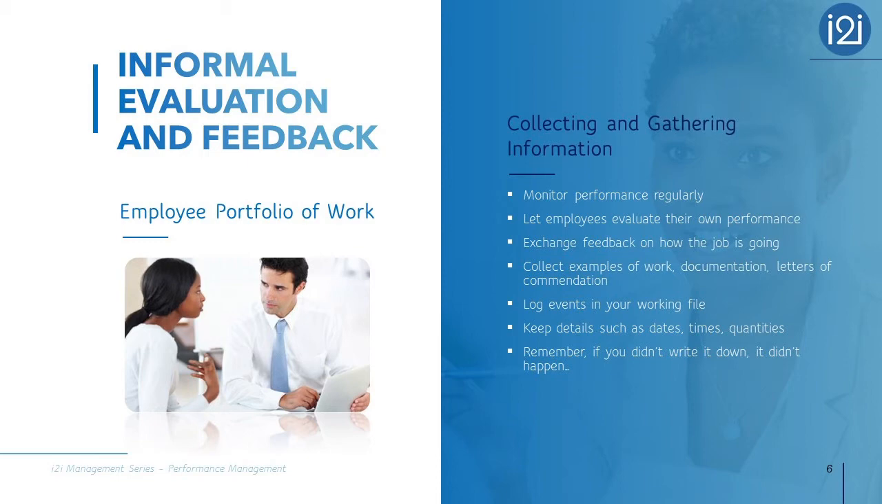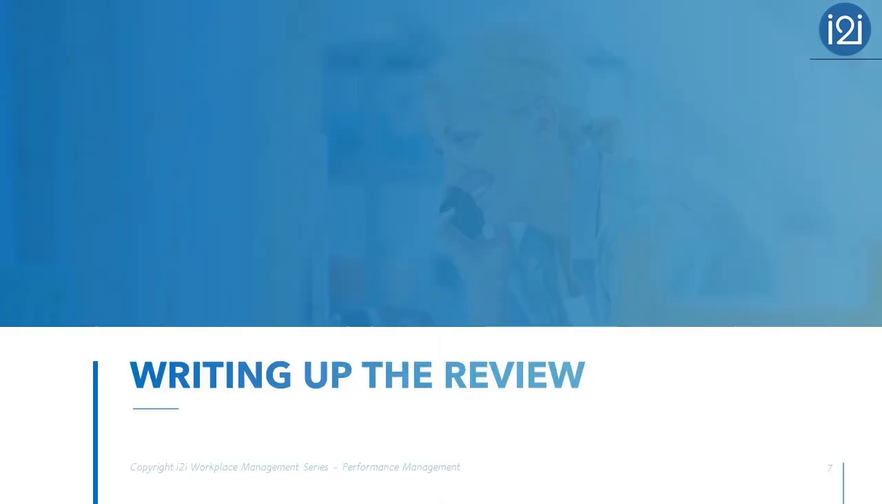Log events in your supervisor's file and collect examples of the employee's work, documentations, letters or emails of commendation, or anything else that is an important reflection of the employee's performance. Keep copies of reports like production reports or work in progress. And remember, if you didn't write it down, it didn't happen. So ensure that your documentation is thorough and accurate. Here are some tips for writing up the performance review.